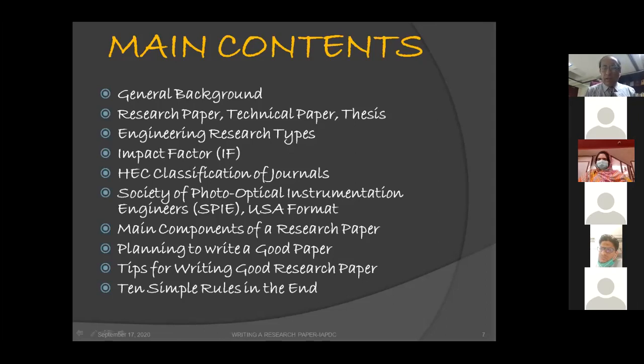And later on, you can Google and you can just download this document. I think this is a very good document to give you guidelines on writing, on compiling the research paper, starting from A to Z, stepwise. Main components, what are the main components of a research paper? And how to plan to write a good paper. It is very qualitative. What a good paper is, one is to see. Then I'll give you some tips, my own guidelines on the basis of all my experience and on the basis of the published information, the guidelines, the tips for writing a good research paper. And in the end, 10 simple rules to summarize the whole thing.